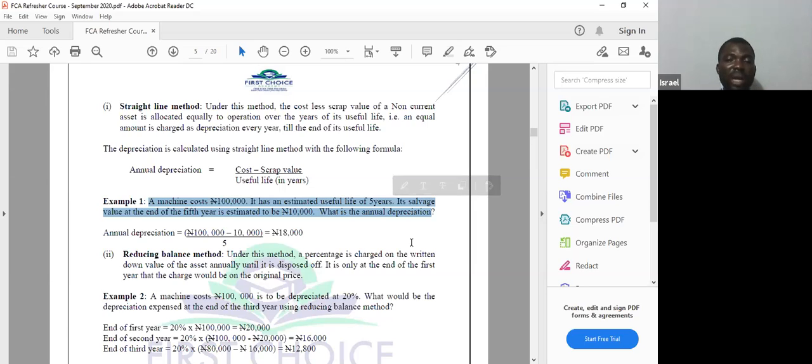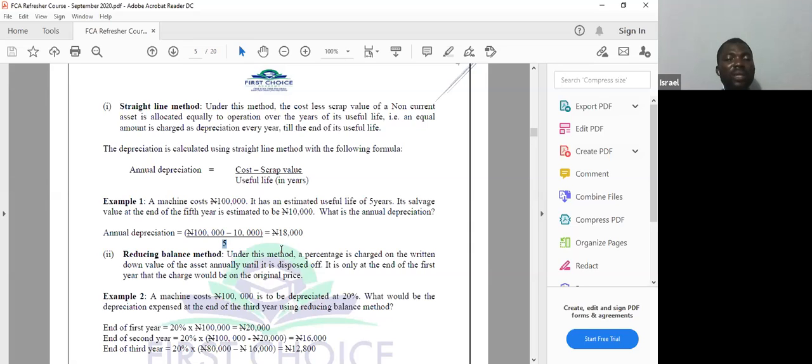So what we do is that annual depreciation is 100,000 minus 10,000, all divided by 5. The 5 is what we call the useful life. So 100,000 minus 10,000 will give us 90,000. 90,000 divided by 5 will give us 18,000.